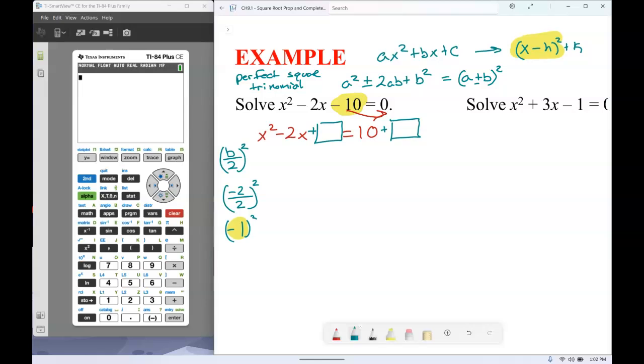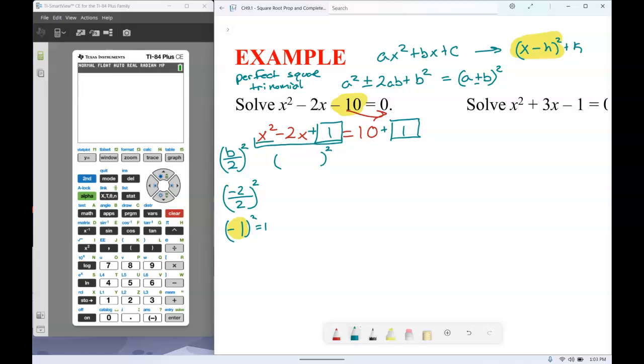And then negative 1 squared is what? 1. So that is what goes in those boxes. This is now a perfect square trinomial. We just made that happen by changing the constant to 1. I add it to both sides, otherwise my equation is not balanced anymore. Whatever I do to one side of the equation, I have to do to the other. Perfect square trinomials always factor the same way. We're going to get a binomial squared. That's what we want. That's the whole point of doing this whole process.